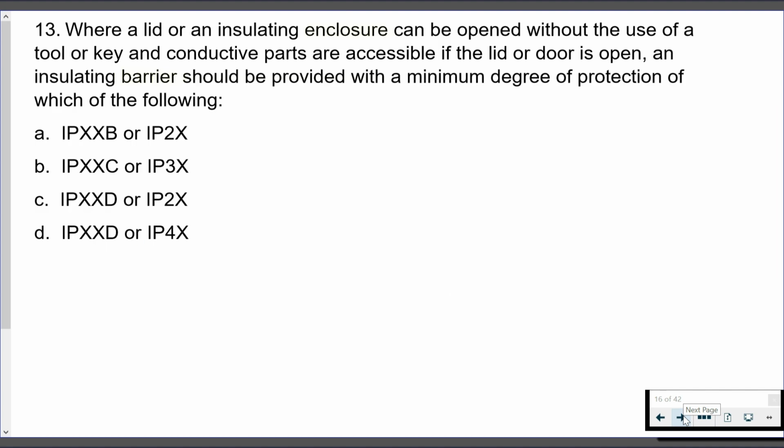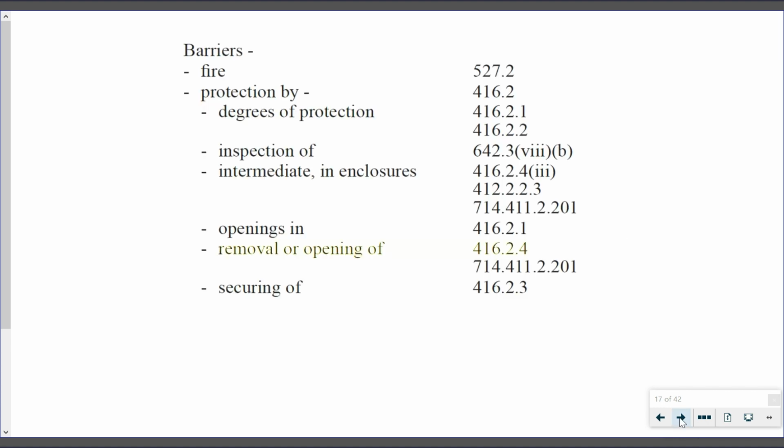Question 13. Where a lid of or an insulating enclosure can be opened without the use of a tool or key, and conductive parts are accessible if the lid or door is open, an insulating barrier should be provided with a minimum degree of protection for which of the following? And we've got a list of IP ratings there, okay? So we're going to barriers and enclosures, and we're looking for lots of information about doors being opened, keys and tools having to be used, or not be used in this case, and find some IP ratings.